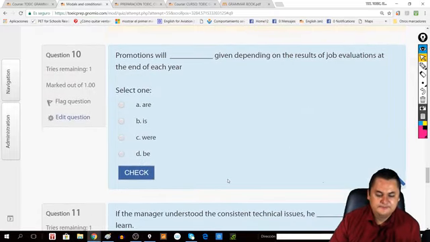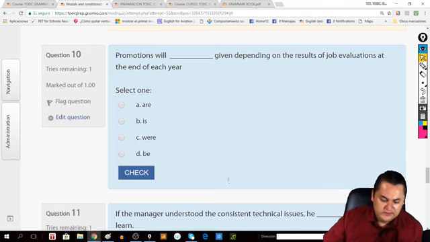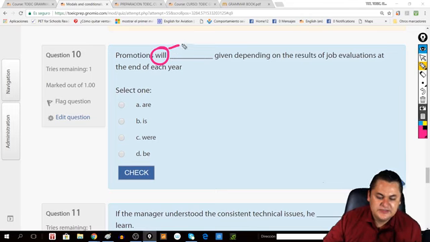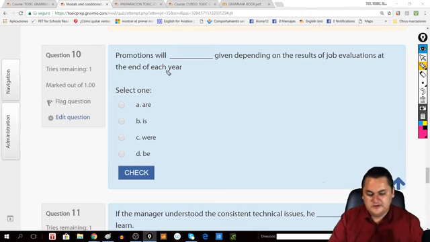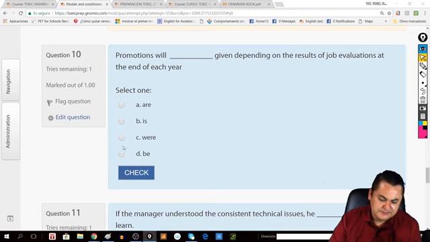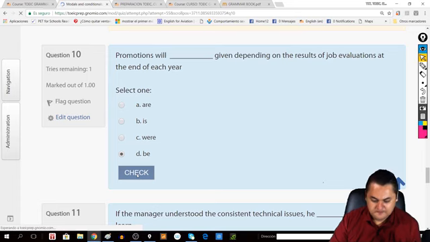Then here, promotions will. Will is a modal verb. That means I need a verb in its simple form. And the simple form of the verb to be is be, because it is not conjugated. Then we do next.